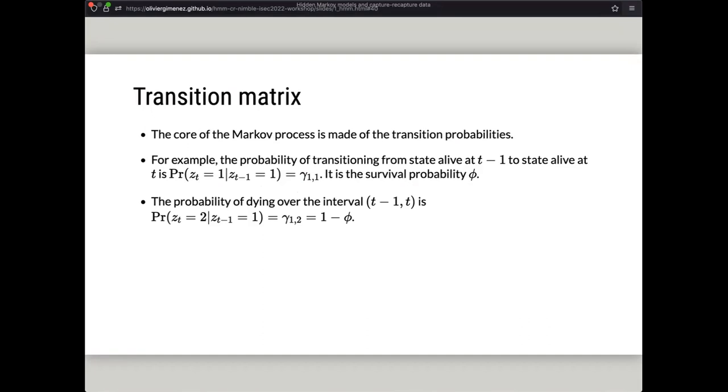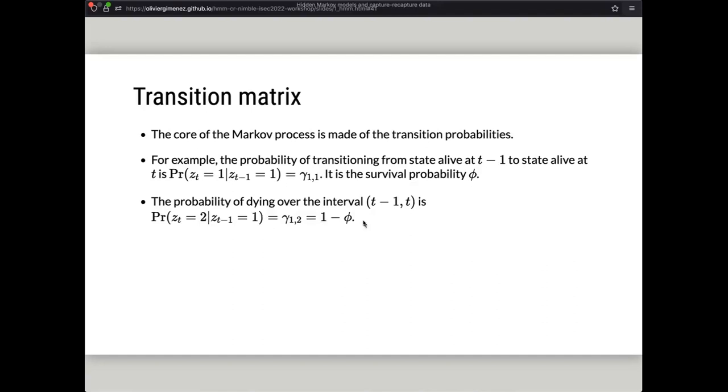The probability of dying over the interval t minus 1, t is the probability that you are dead at t, given you were alive, so 1, at t minus 1. And this is going to be denoted gamma 1,2. So you see the 1 here is for the state at t minus 1, and the 2 here, the index 2, is the state at time t, sorry. Okay, so t minus 1, t, t minus 1, t. And here, this is 1 minus phi.